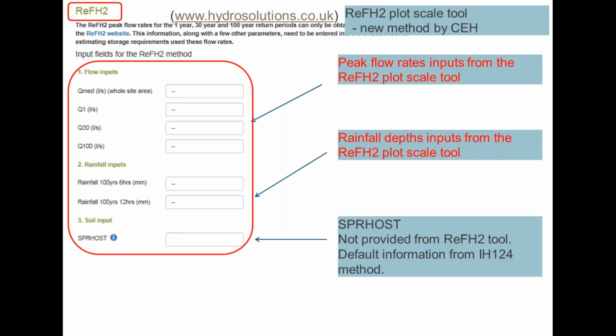The ReFH tool does not use the value SPR, and therefore it doesn't report it, and therefore this box needs to be filled by reference to the soil information from the IH124 or the FEH method pages, or from another source of information that you might have.